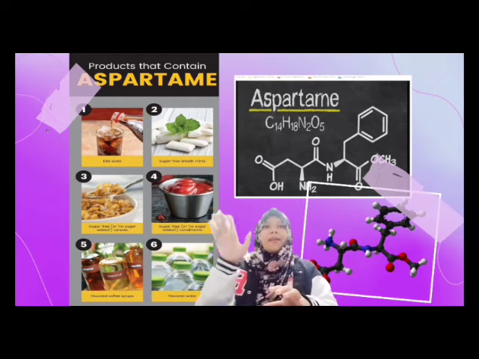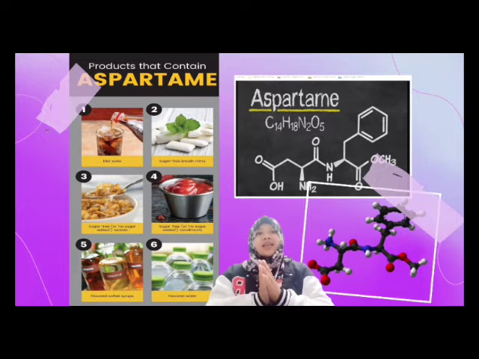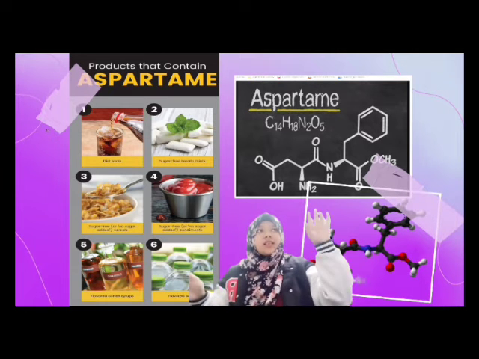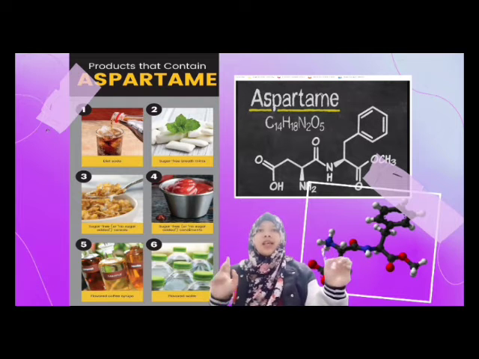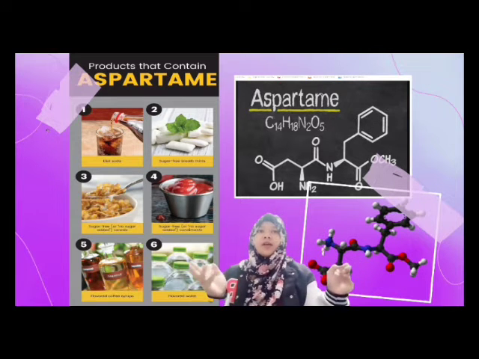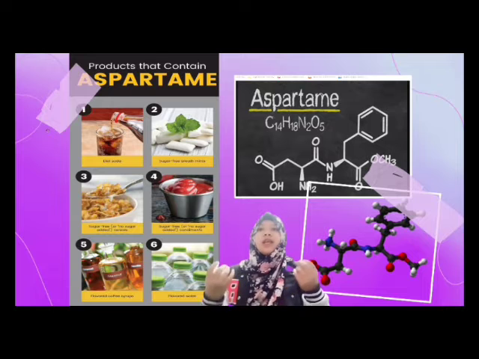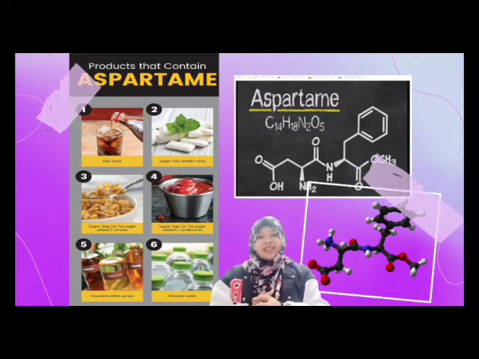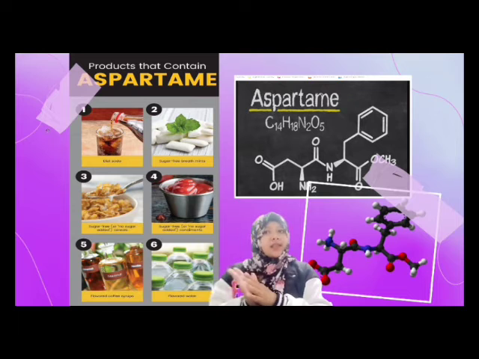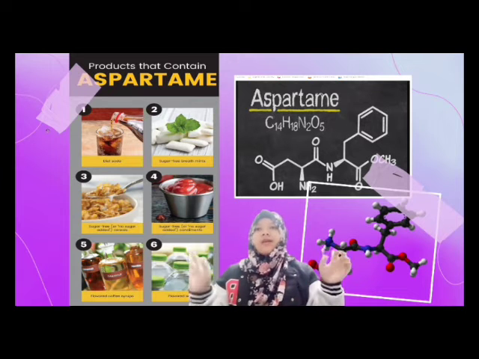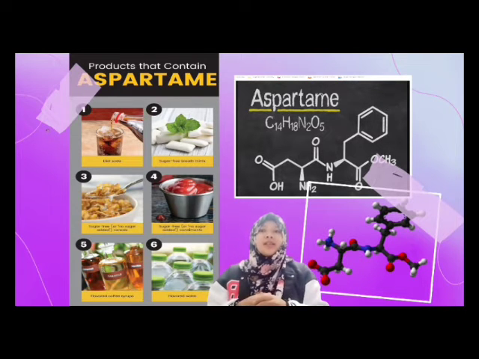You can see here the chemical structure of aspartame. It contains C14H18N2O5, which are pretty common elements found in the periodic table. Aspartame can be found in diet soda, sugar-free mints, and sugar-free or non-sugar-added cereals, which are pretty common.